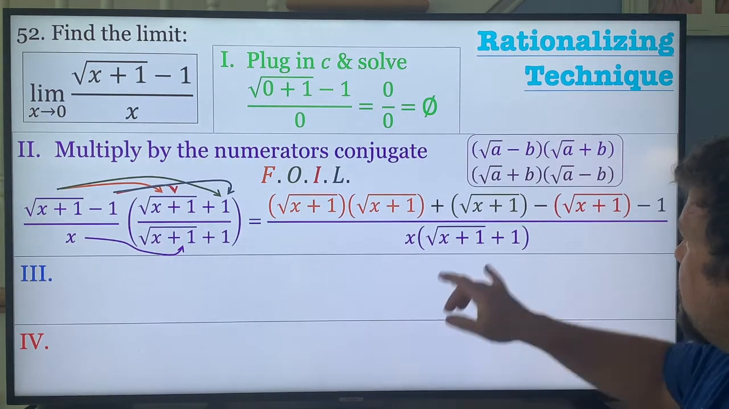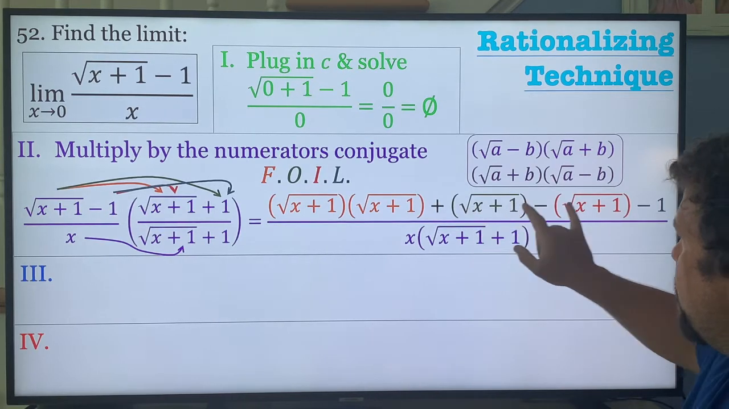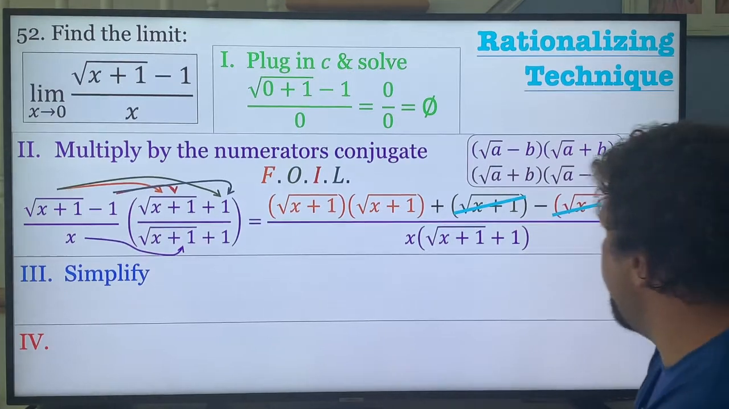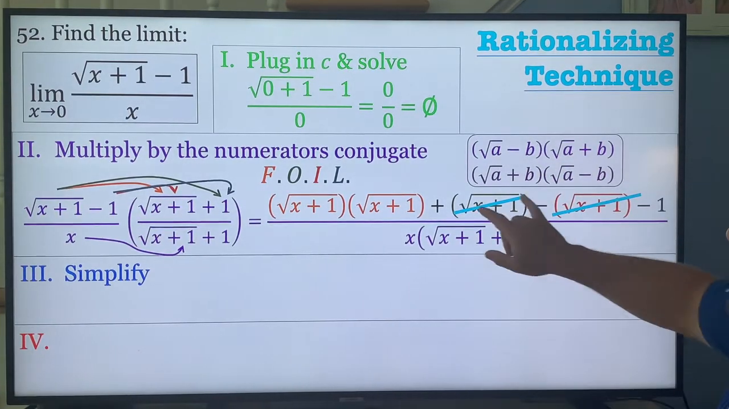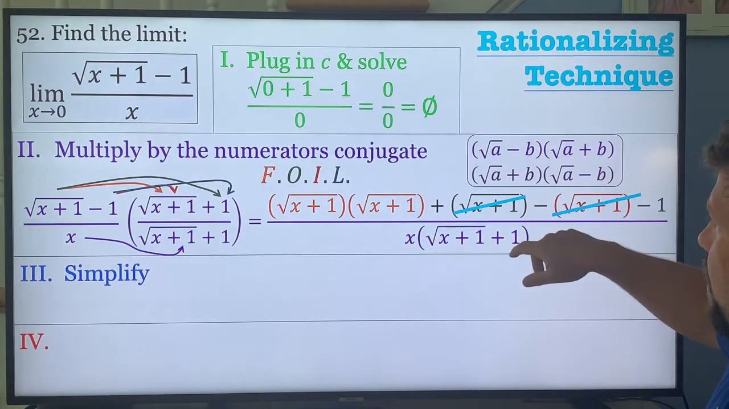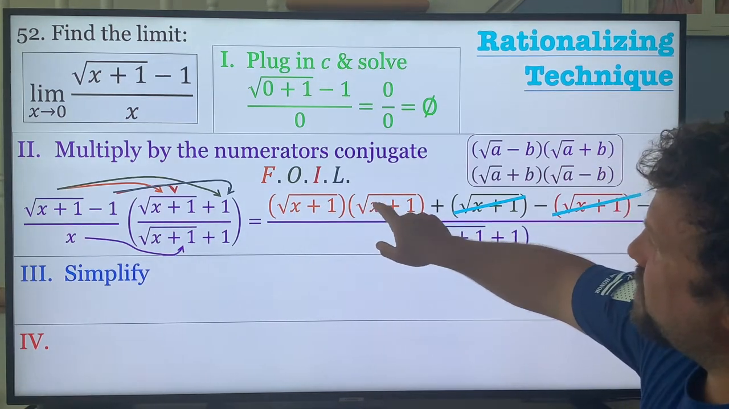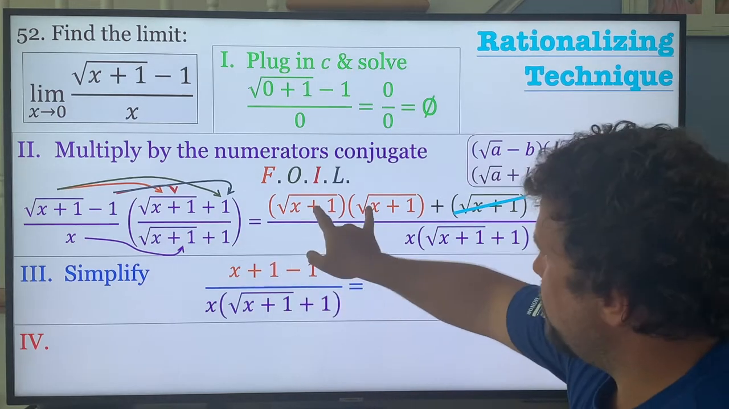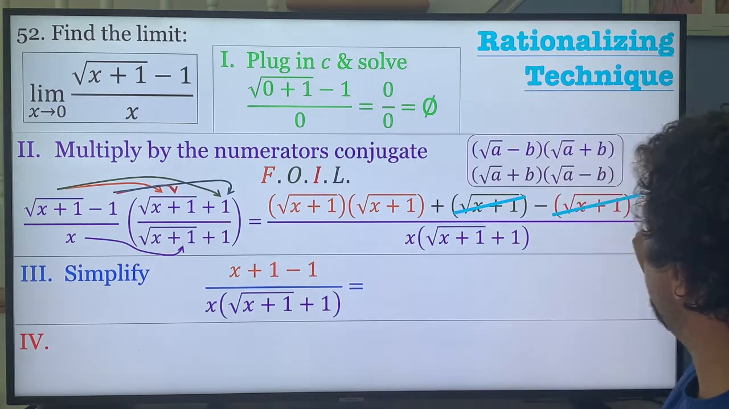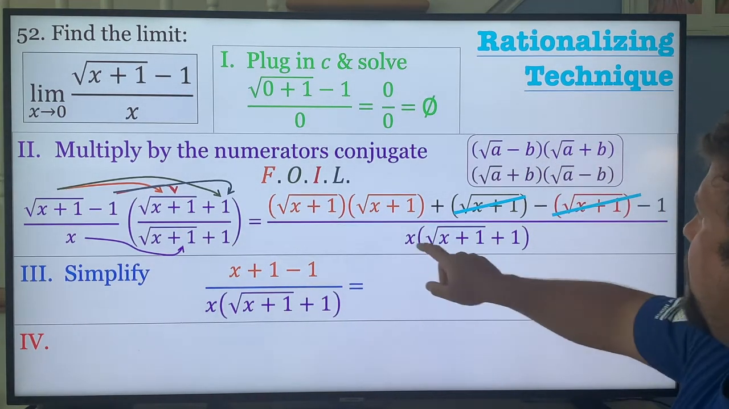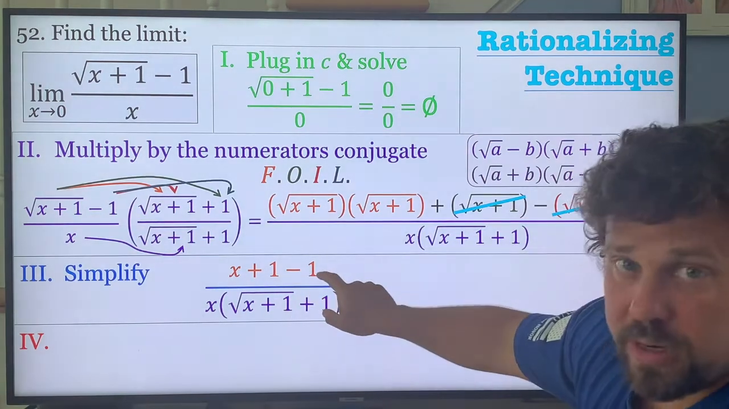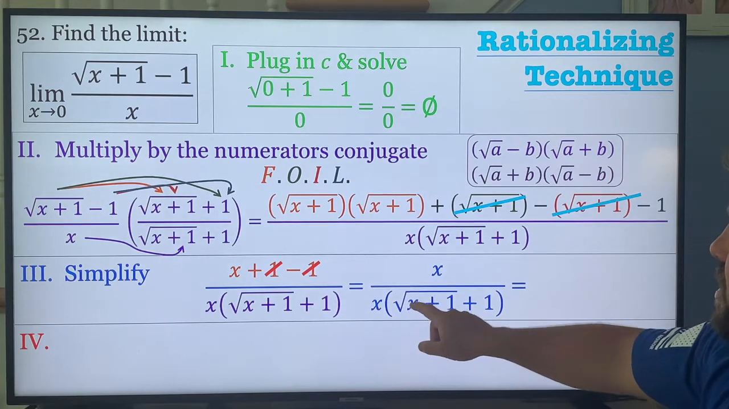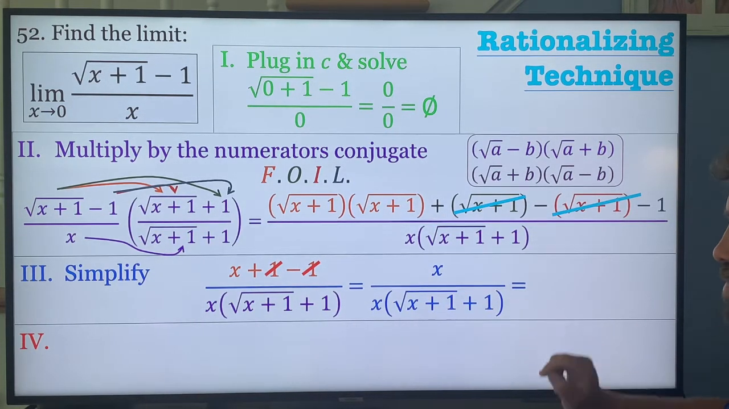Now, the next step is, look at this. Square root of x plus 1, negative square root of x plus 1. So when we're going to simplify that, we're going to cancel those out right away. Because they're opposites. They can go away. Now, square root of something times square root of something is just whatever the function on the inside is. So that just becomes x plus 1. And then minus 1 over here. And the bottom stays the same. 1 minus 1 cancels out. So you're left with x over x times the quantity of square root of x plus 1 plus 1.